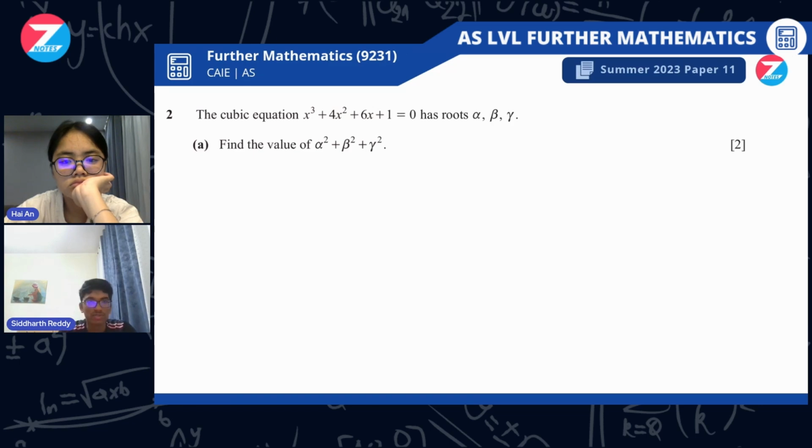Okay, let's move to the next question. The cubic equation x cubed plus 4x squared plus 6x plus 1 has roots alpha, beta, gamma. Find the value of alpha squared plus beta squared plus gamma squared.